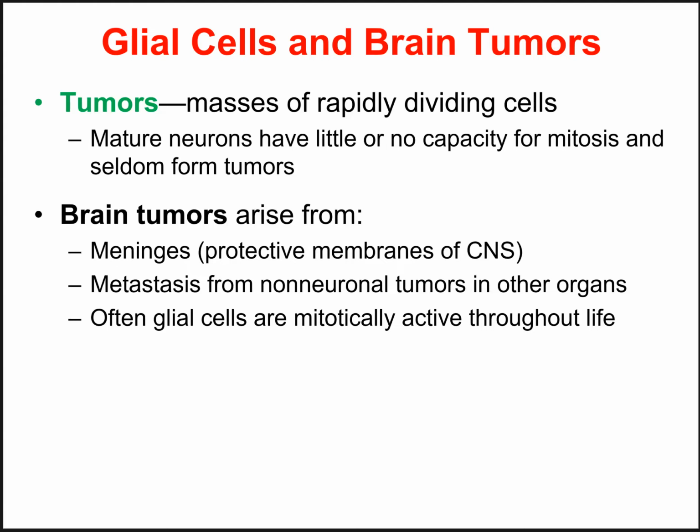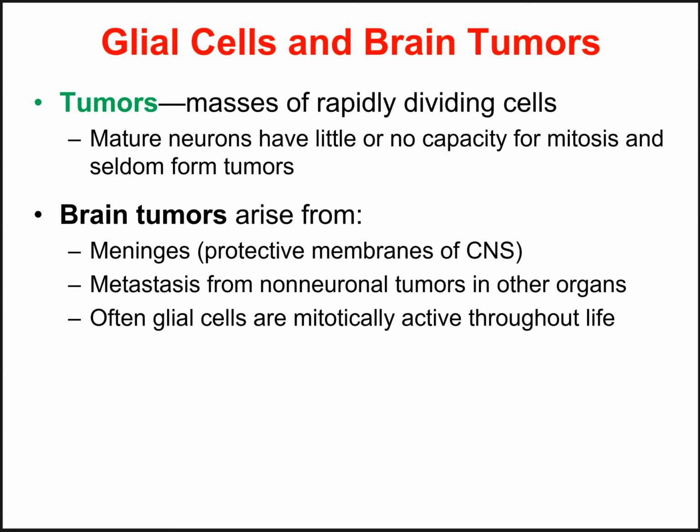So brain tumors arise from the cells of the meninges, which is the protective layer, a big, thick protective layer around the central nervous system. It's a three-layer protection of the central nervous system. And then you have non-neuronal cells that are tumors that can metastasize in different parts of the body and eventually in the brain. And then often glial cells, but not the neurons, can actively divide throughout life.